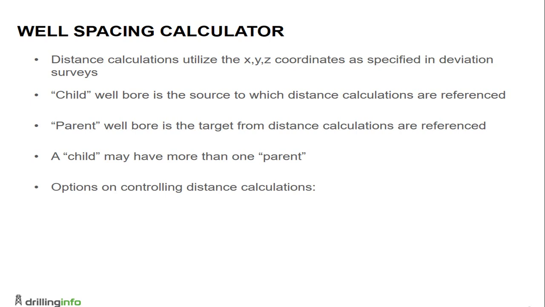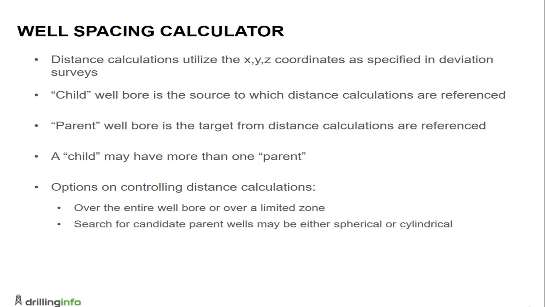User controls on these distance calculations, as will be discussed in the well spacing setup video, permit the following. The distance calculations may be made over the entire wellbore or confined to a wellbore zone. For example, we only want those distances over the horizontal lateral length. In either of these options, a specified number of sample points are defined over the portion of the wellbore of interest. When looking for the nearest parent well at any sample point, the search may be either spherical or it may be cylindrical, where we limit the vertical search distance.